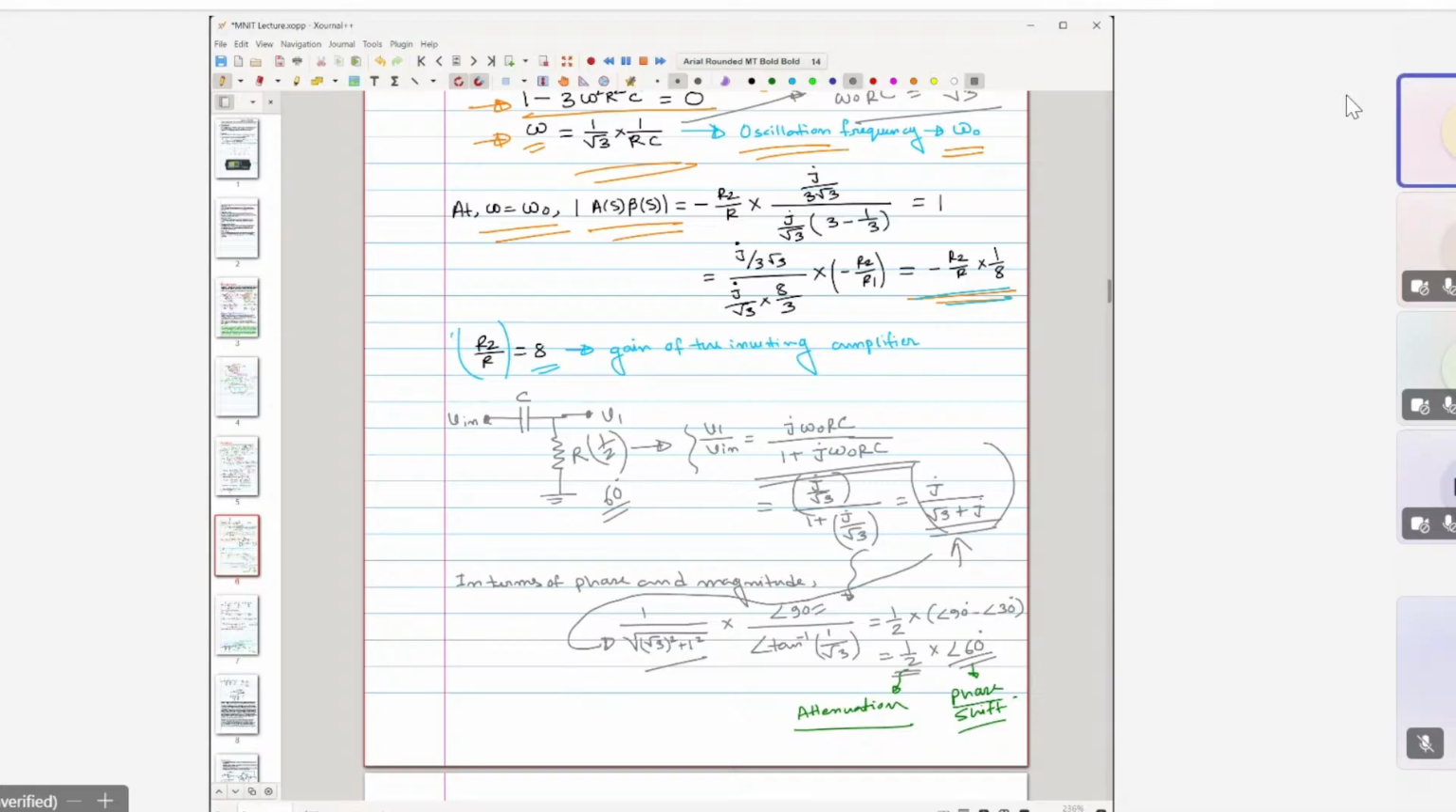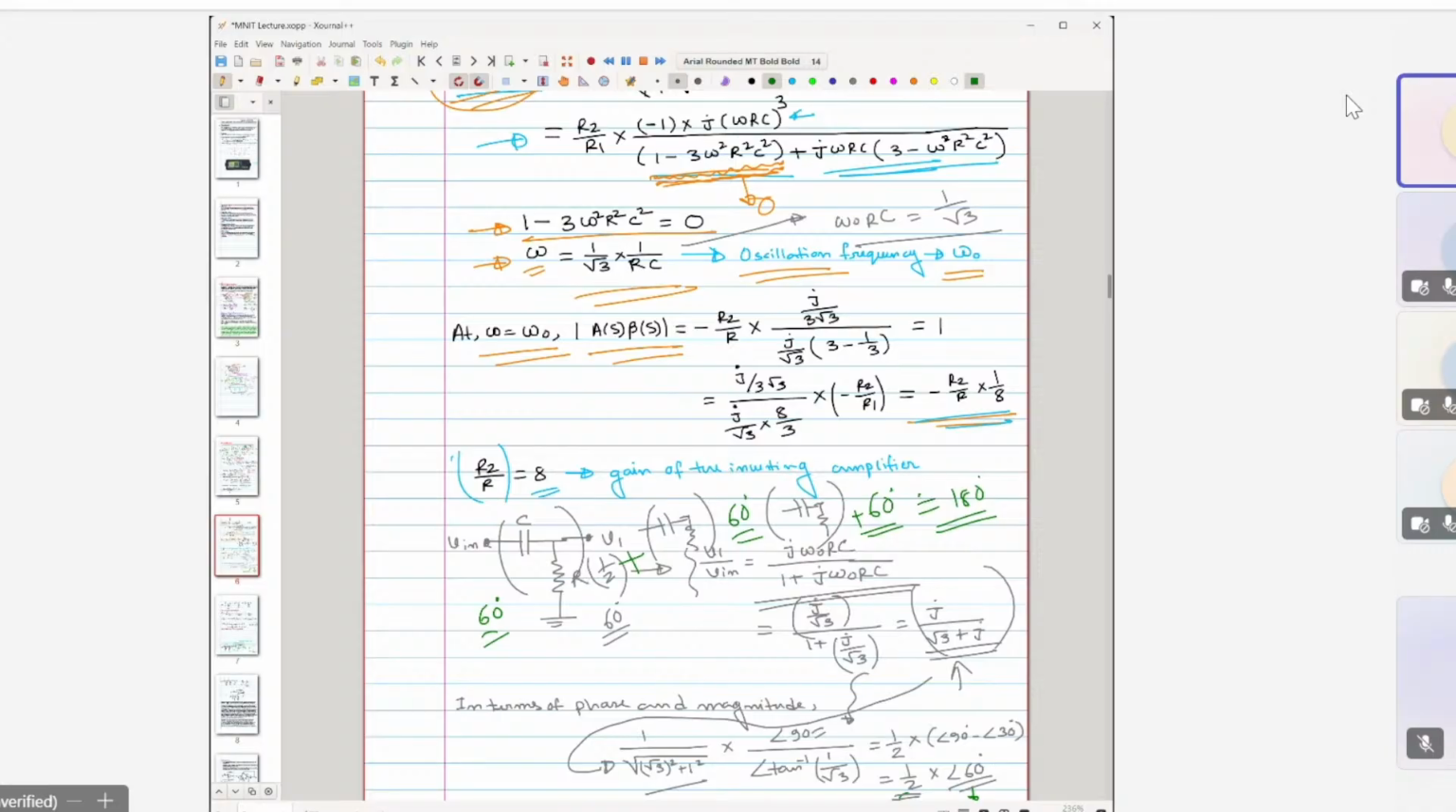Now we recall that there are three similar networks, the same networks. And we have just now seen that this is producing a phase shift of 60 degree. The next part is producing a phase shift of 60 degree. The third part is producing a phase shift of 60 degree. Then what is the total phase shift? Total phase shift is 180 degree.